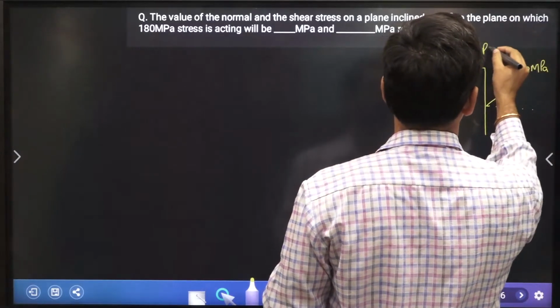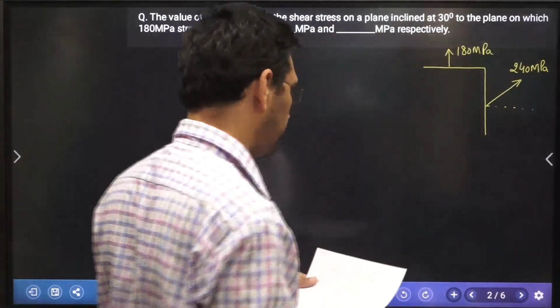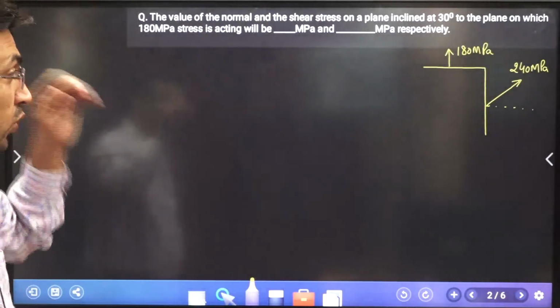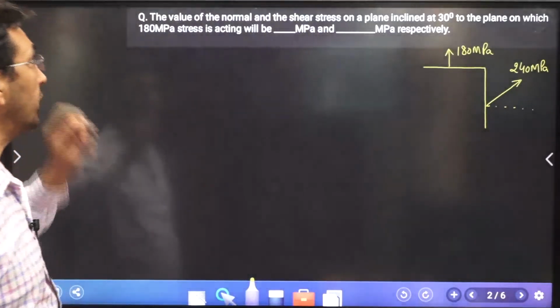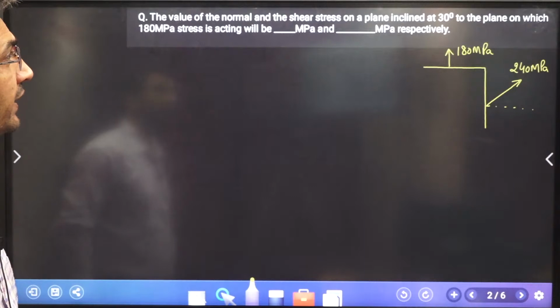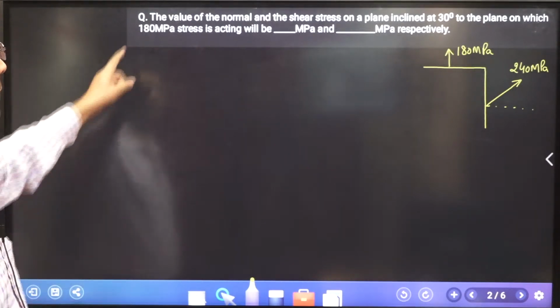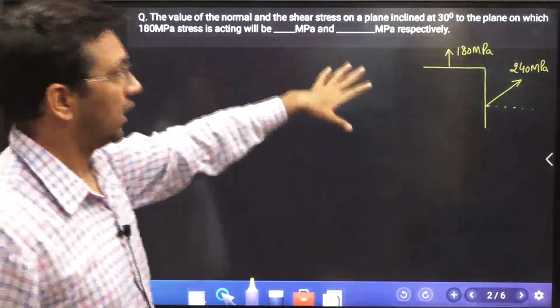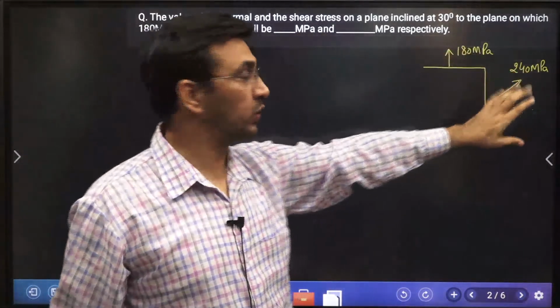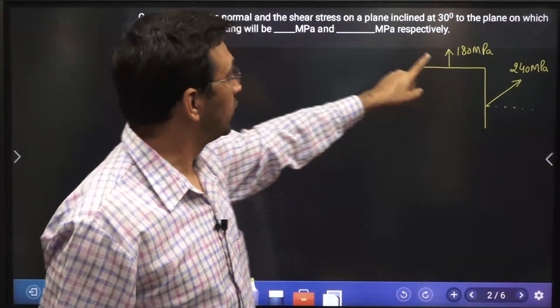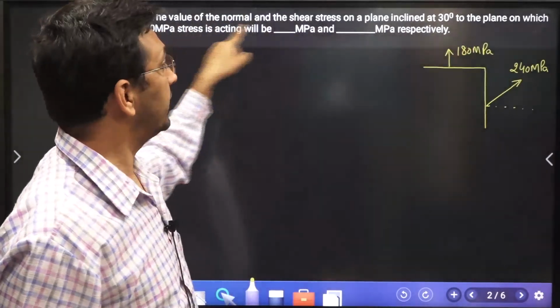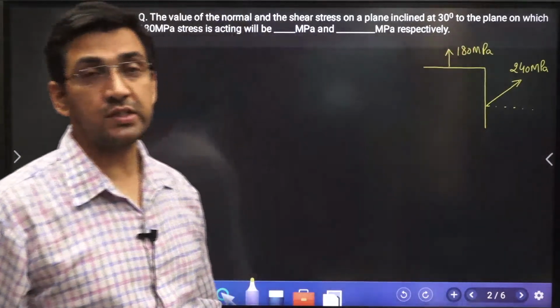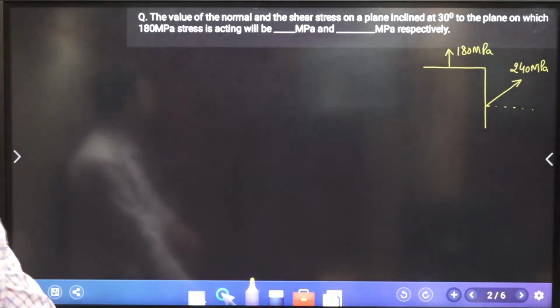Okay, this is the state of stress on two perpendicular planes of this element that have been shown to you, and it says the value of the normal and the shear stress on the plane inclined at 30 degree to the plane on which 180 megapascal stress is acting will be how much. So this is a state of stress which is given to you, and he is saying if you take a plane which is inclined at 30 degree to the plane on which 180 megapascal stress is acting, what is going to be the state of stress in that particular plane?